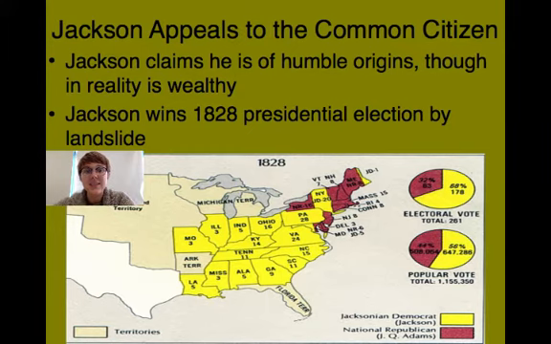What this means is that Jackson makes himself seem like he is like everyone else. Even though Jackson is actually quite rich and a plantation owner, from the South, he makes it seem that he is from humble origins, that he is not as rich as it seems.